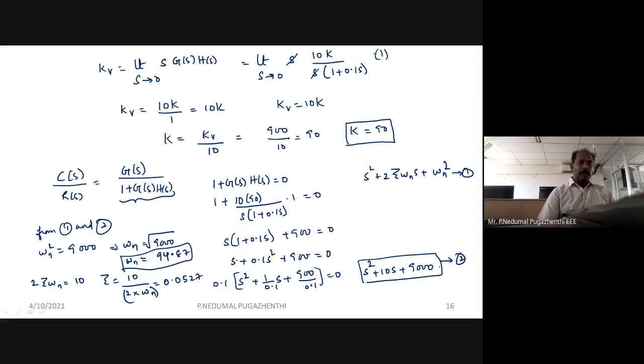0.0527. So I could write all these answers. I can consolidate the total answers. So k is equal to 90 is the one. Omega n is equal to 94.87 is the other one, and zeta is equal to 0.053. I have rounded it off. So these are all the answers.